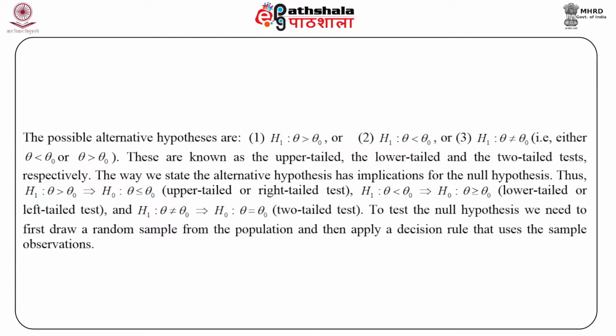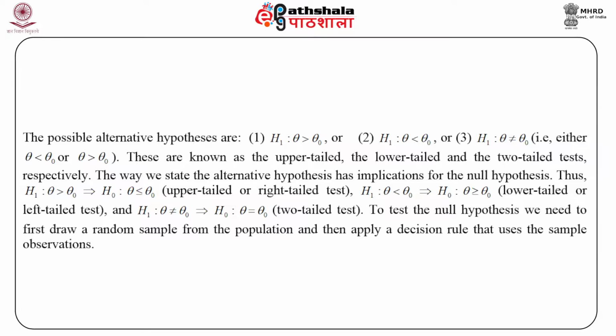The possible alternative hypotheses are: first, the alternative hypothesis H1 could be written as theta greater than theta 0; second, H1 could be theta less than theta 0; or the third way could be H1 is theta not equal to theta 0, which means either theta is less than theta 0 or theta is greater than theta 0. These are known as the upper-tailed, the lower-tailed and the two-tailed tests respectively.